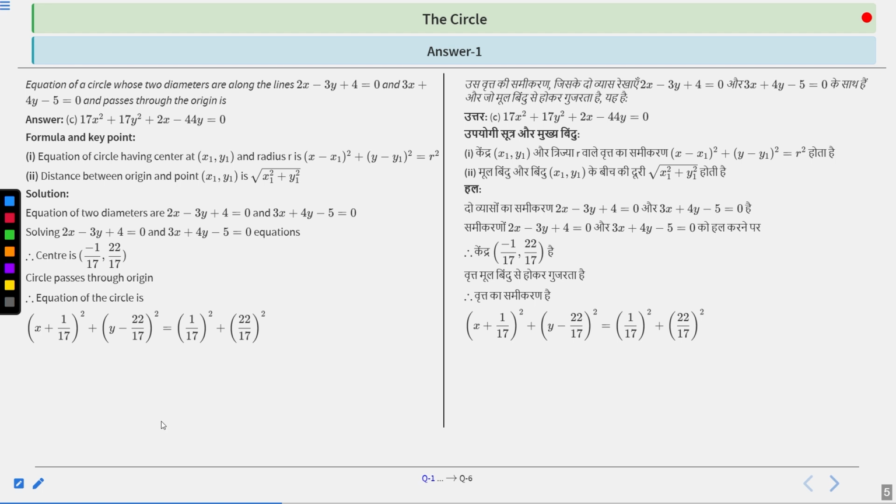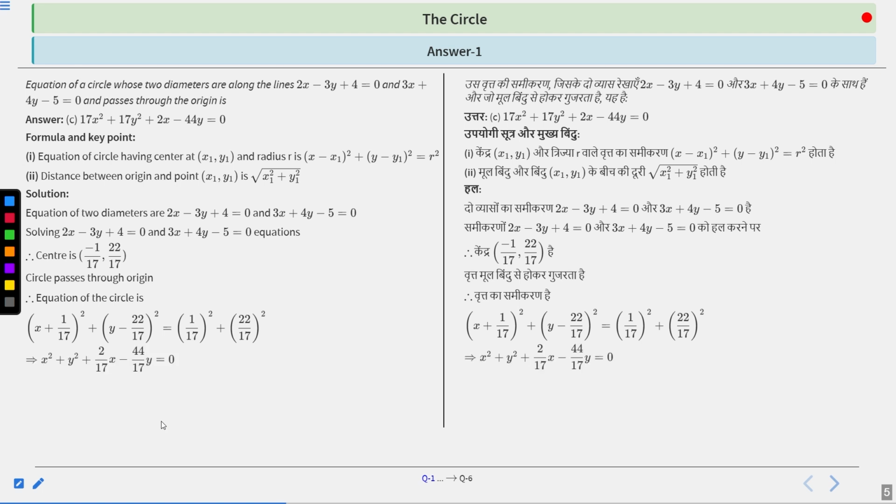Therefore the equation of the circle is x plus 1 by 17 whole square plus y minus 22 by 17 whole square is equal to 1 by 17 square plus 22 by 17 square. Clear? Because the radius can be calculated as the distance between the origin and the point x1, y1, and x1, y1 is basically 0, 0. Clear? Got it? So in this way the answer is given.